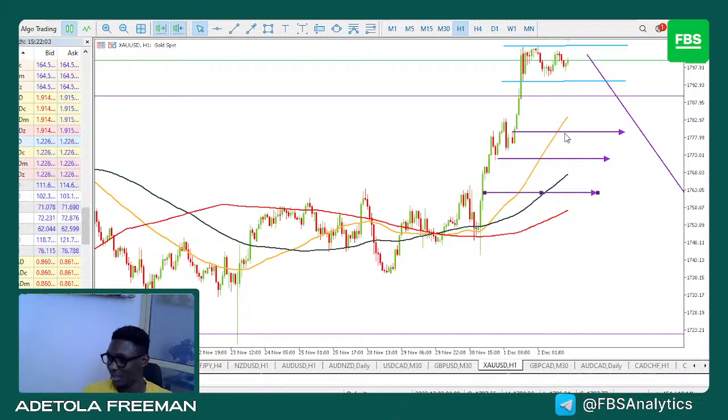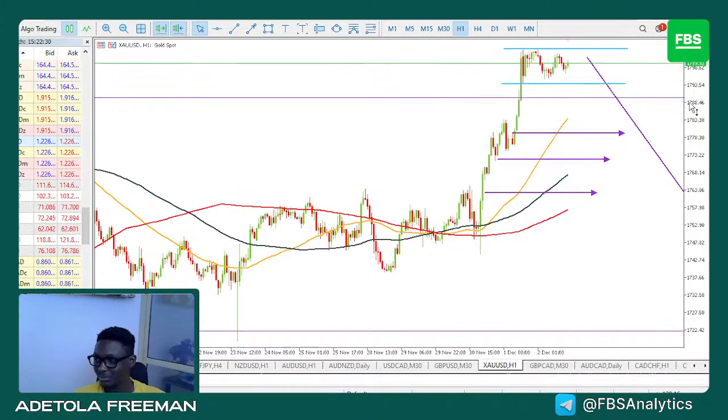So our first take profit 1779.5, our second take profit 1771.5, and then the final take profit 1762. So those are the three targets if you were to sell gold. Remember, we're looking at the breakout of this zone, that consolidation area.